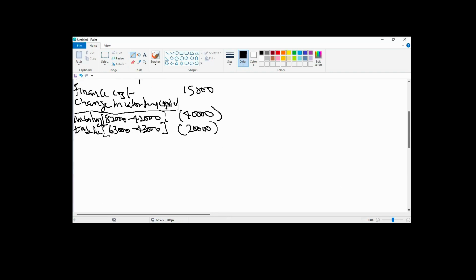Prepaid expenses. Another name for prepaid expense is other receivable. If you go to global, you will see it there. They do not use prepaid, they use other receivable. What is the prepaid expense at the beginning? 16,000. At the end? 21,000. 21,000 minus 16,000. 5,000. Inflow or outflow? Outflow. Outflow of how much? 5,000.